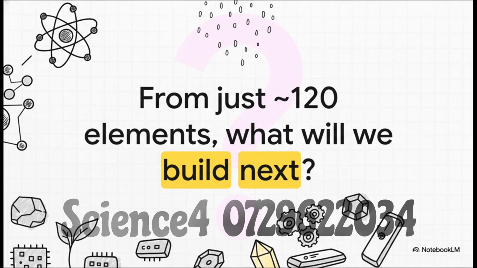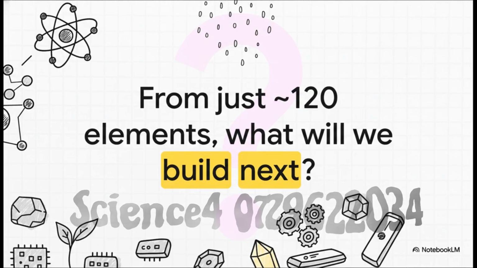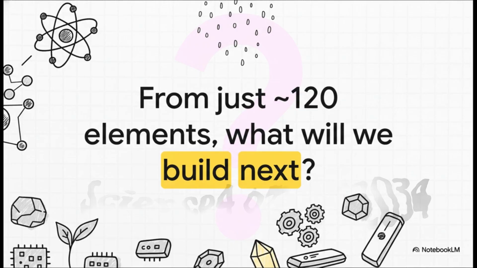Every single thing you have ever seen or touched, every rock, every plant, every star, even you, is made from some combination of just those 120 or so elements. It's like the universe has this tiny little toolkit, and with it, it's built millions and millions of different things.